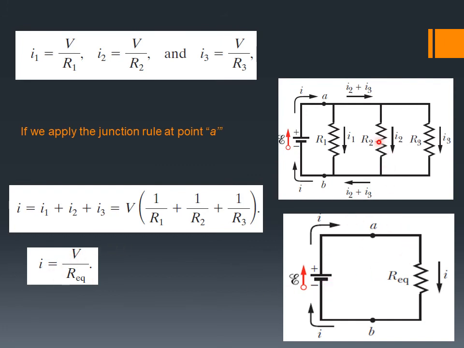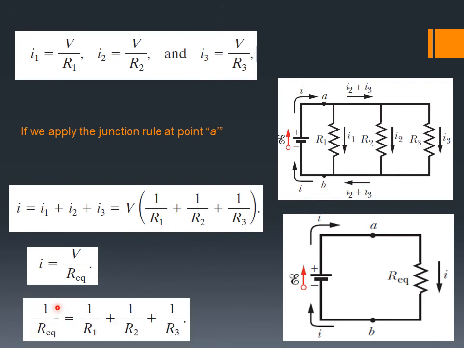if you replace this circuit with this one, meaning you replace all these three resistors with the equivalent resistance, then we can write I is equal to V over R equivalent. Now if you compare these two equations, you can see that 1 over R equivalent is equal to 1 over R1 plus 1 over R2 plus 1 over R3.